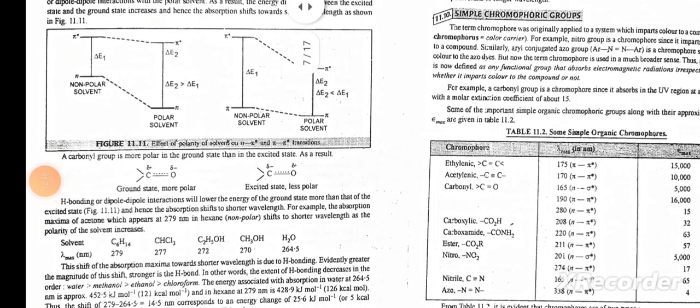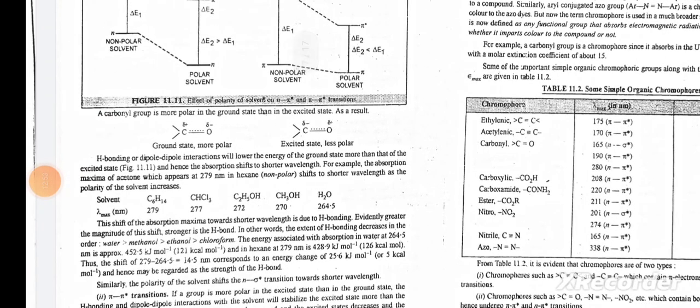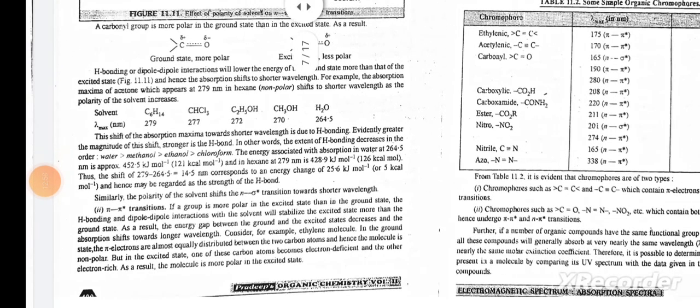Look at figure 11.11. Effect of polarity of solvent on n to pi star and pi to pi star transition. A carbonyl group is more polar in the ground state than in the excited state. H bonding or dipole-dipole interactions will lower the energy of the ground state more than that of the excited state, and hence the absorption shifts to shorter wavelength. For example, the absorption maximum of acetone, which appears at 279 nm in hexane, a non-polar solvent, shifts to shorter wavelength as the polarity of the solvent increases.